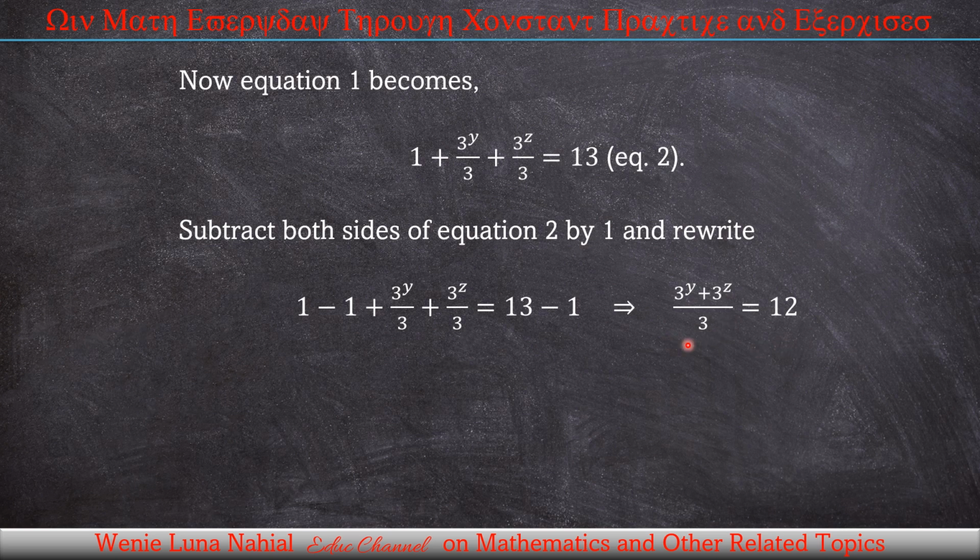Now, in this equation, we have to apply the multiplication property of equality so that the denominator at the left side can be cleared out. So we have to multiply both sides by 3. So you will get 3 raised to y plus 3 raised to z equals 36. So this is now our equation 3.